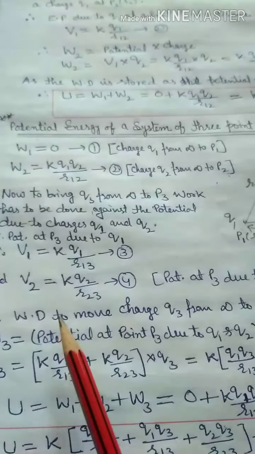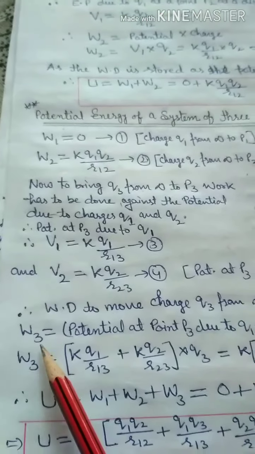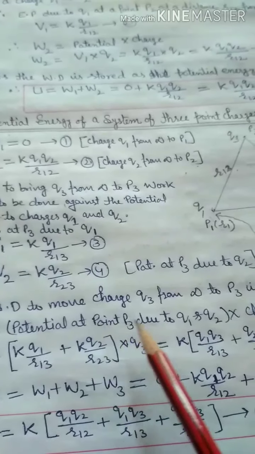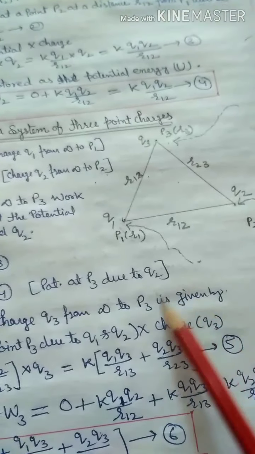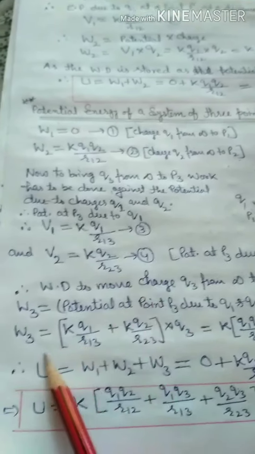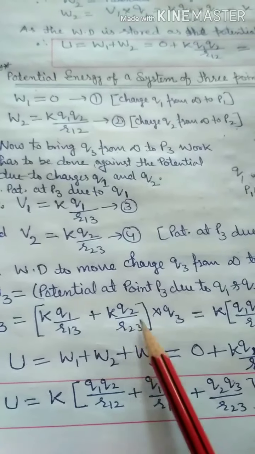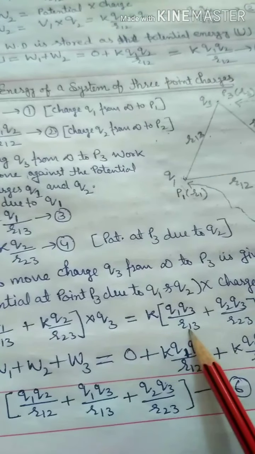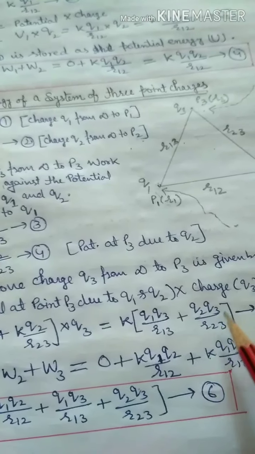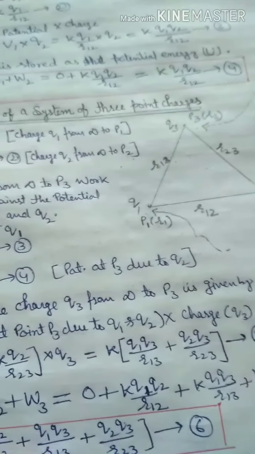Therefore, the work done to move a charge Q3 from infinity to P3 is given by W3 equal to the potential at P3 due to Q1 and Q2, both potentials, multiplied by the charge Q3. Now put the values from equations 3 and 4. W3 equals K Q1 upon R13 plus K Q2 upon R23, into Q3. That is equal to K Q3 times Q1 upon R13 plus Q2 upon R23, because K is common here. This is equation number 5.